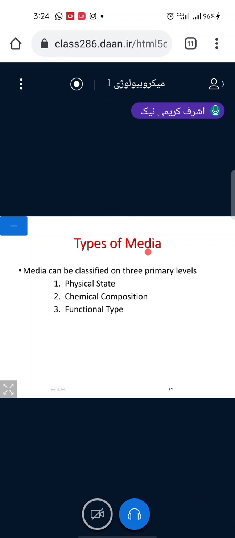Types of media. Media can be classified on three primary levels: one, physical state; two, chemical composition; and three, functional types.